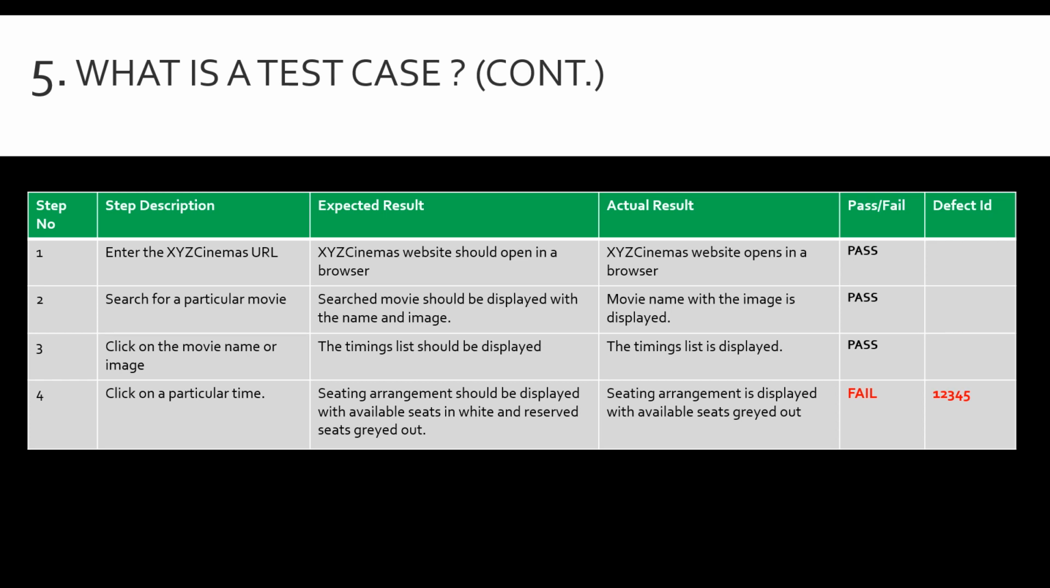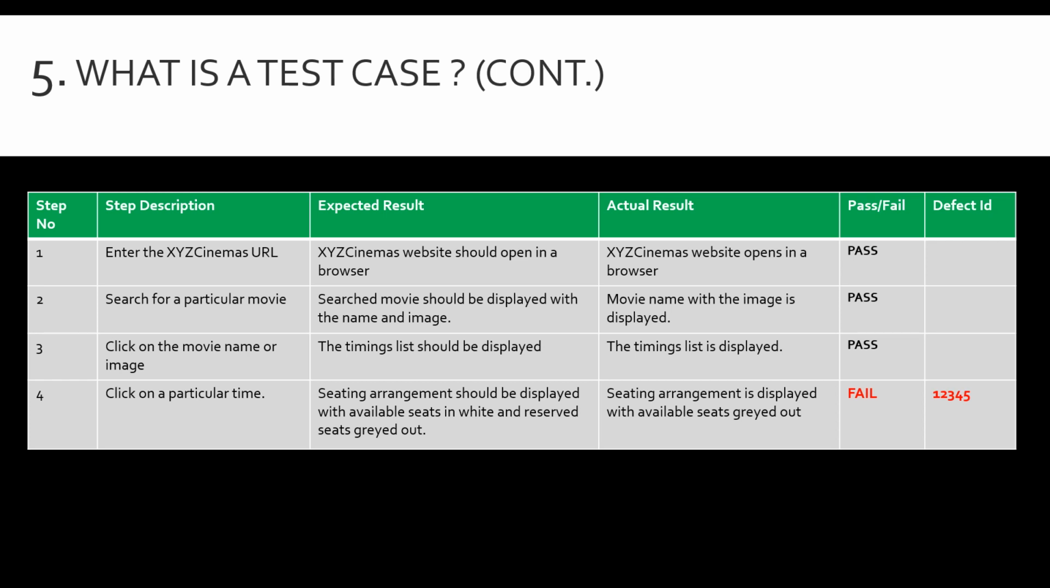So if you go by this, the first step was to enter the URL for the XYZ cinemas. The website should open, which it did. And then the second step was to search for a movie. The actual result was, once it was searched, the movie with the image was displayed, the relevant movie which the tester was searching for. And then once the movie was clicked, the timing should have been displayed, which was displayed in this execution cycle. So once these steps are successful, which is the actual result is as per the expected result, then the pass/fail column should be updated with pass, pass, pass, indicating that these steps were successful.